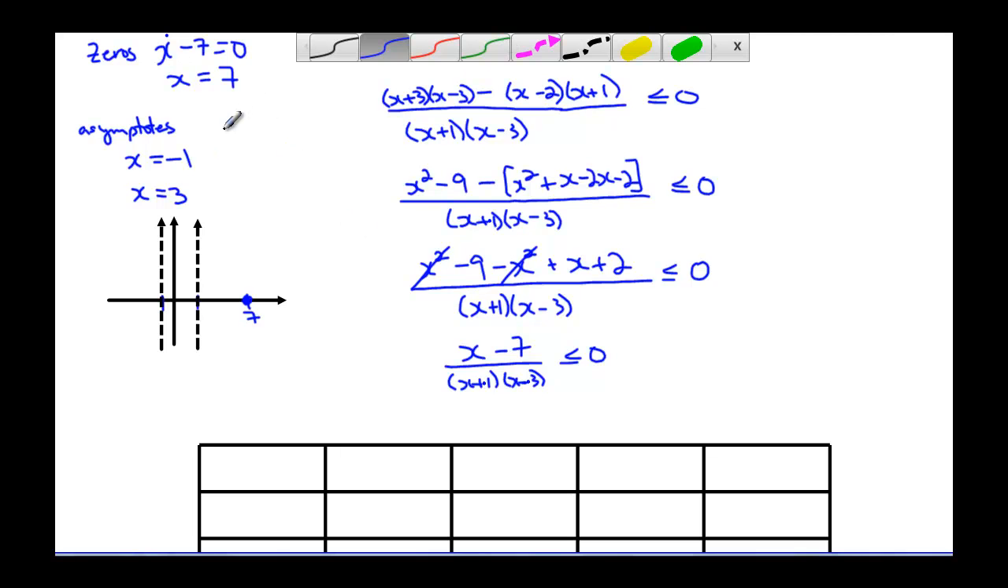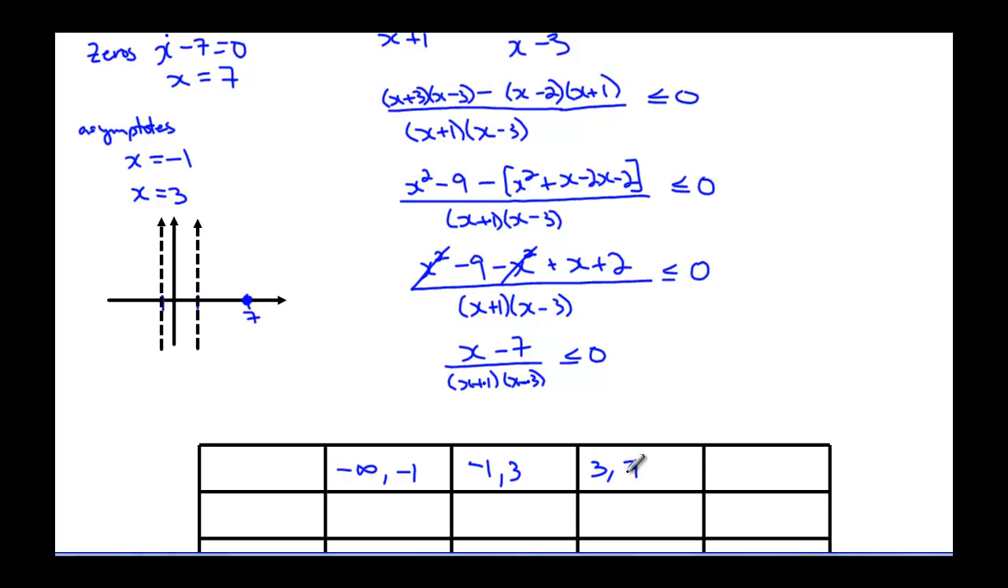Now, in this 5 by 5 table, I'm going to use my points to divide up into intervals. So I go from the smallest one. The smallest one out of the 3 is -1. So I'm going to go from -infinity to -1. Then I'm going to go from -1 to 3, and then I go from 3 to 7, and then I go from 7 to infinity. So these are my intervals.